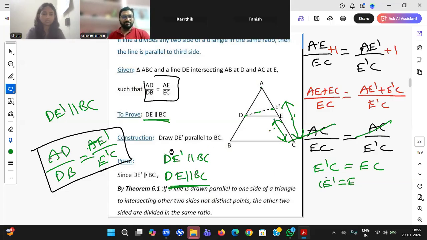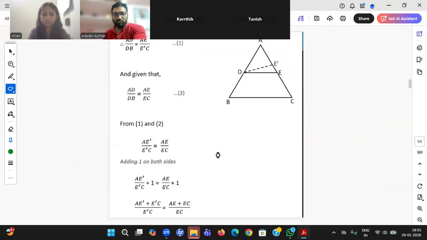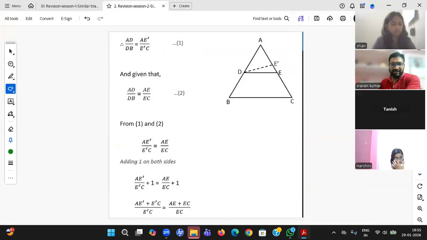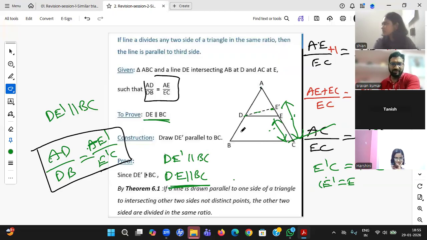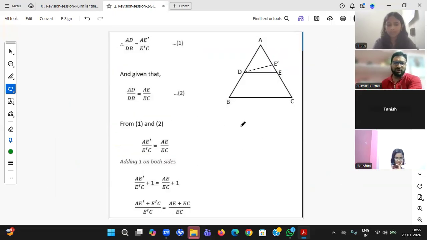Shayan, understood? Yes, sir. Okay, Tanish, any doubt? No, sir. Okay, so this is given here also. If you want, I'll send you the screenshot also. E dash and E will coincide. In your NCERT book, I don't think it is given so deeply. He has used some shortcuts, student.